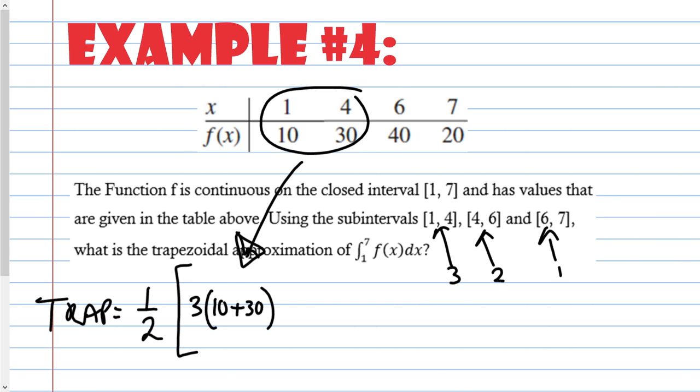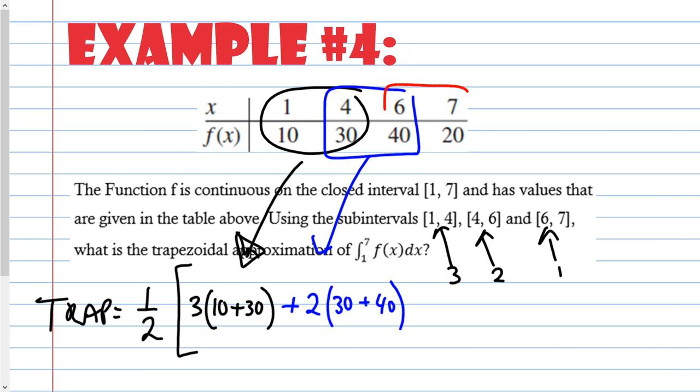That's this right here. Now the next one would be these two. So I'm adding. Now my width here is 2. And base 1 will just be 30, and then 40 will be base 2. And then the next and last trapezoid has a width of 1. I don't have to write that. And then base 1 will be 40, and then base 2 will be the 20. And then that's it.